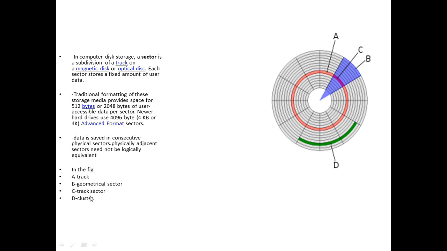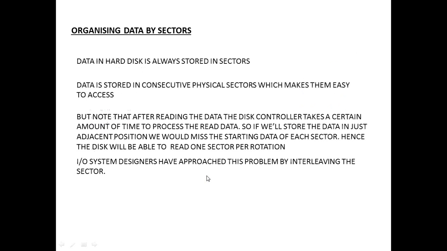And the next one is track sector, a sector of a particular track. And D is cluster. We'll see about clusters properly. And cluster is a series of sectors. So data in hard disk is always stored in sector.